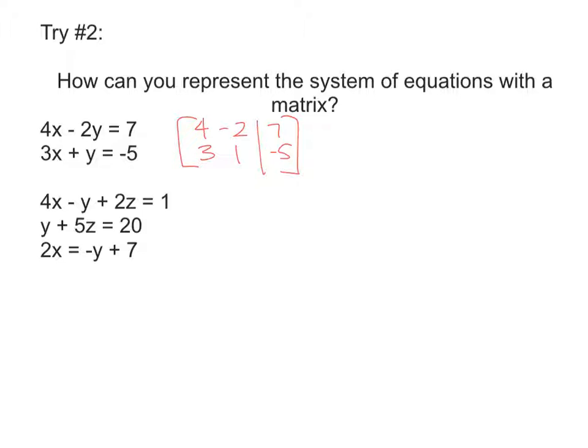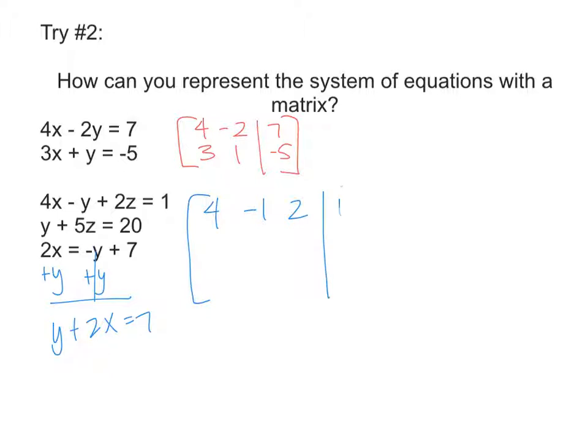For the second one, again, we want to check and make sure that everything's in order before we write the matrix. The first equation, I have an x, a y, and a z on the same side. The second one, I have a y and a z on the same side. But in the last equation, the y is on the incorrect side, so we need to move y over by adding it. So I have y plus 2x equals 7. To write this matrix, I have 4, -1, 2. The answer is 1. There is no x in the second equation, so it's 0, then 1, 5, and 20 as the answer. And then the last one, the x is 2, the y is 1, there is no z, and the answer is 7.